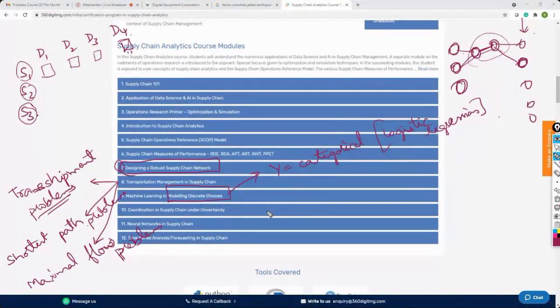Then you will also understand how the coordination happens in supply chain under uncertainty.